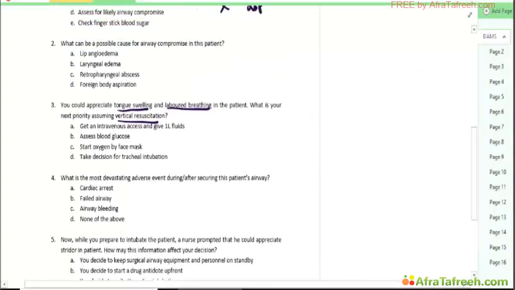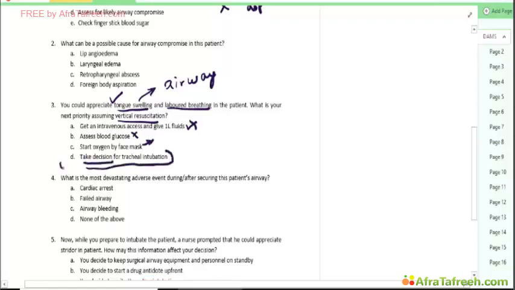Okay. So if you are assuming vertical resuscitation, we have taken care of the airway, you see the tongue swelling now. What would be the next possible step? Okay, so giving fluids, no, this is not related to the tongue swelling. This is potential for airway compromise, so we need to do something about the airway. Blood sugar, no. Start oxygen by face mask, maybe yes, but not so soon. First we need to take a decision about tracheal intubation. Why so early? There's just tongue swelling because of anticipated collapse.